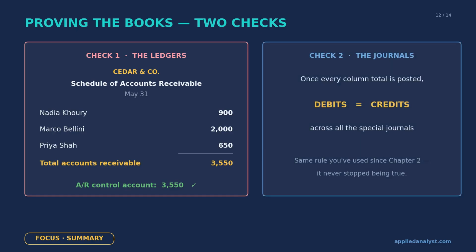Check 2 is about the journals, and it asks a different question entirely. Once the column totals are posted, do debits still equal credits? That is the Chapter 2 test, and it still has to pass. Then do exactly the same on the payables side. 2 checks. The ledgers agree, and debits equal credits. Miss either one, and you have closed a month you cannot defend. Pass both, and the month is proven.